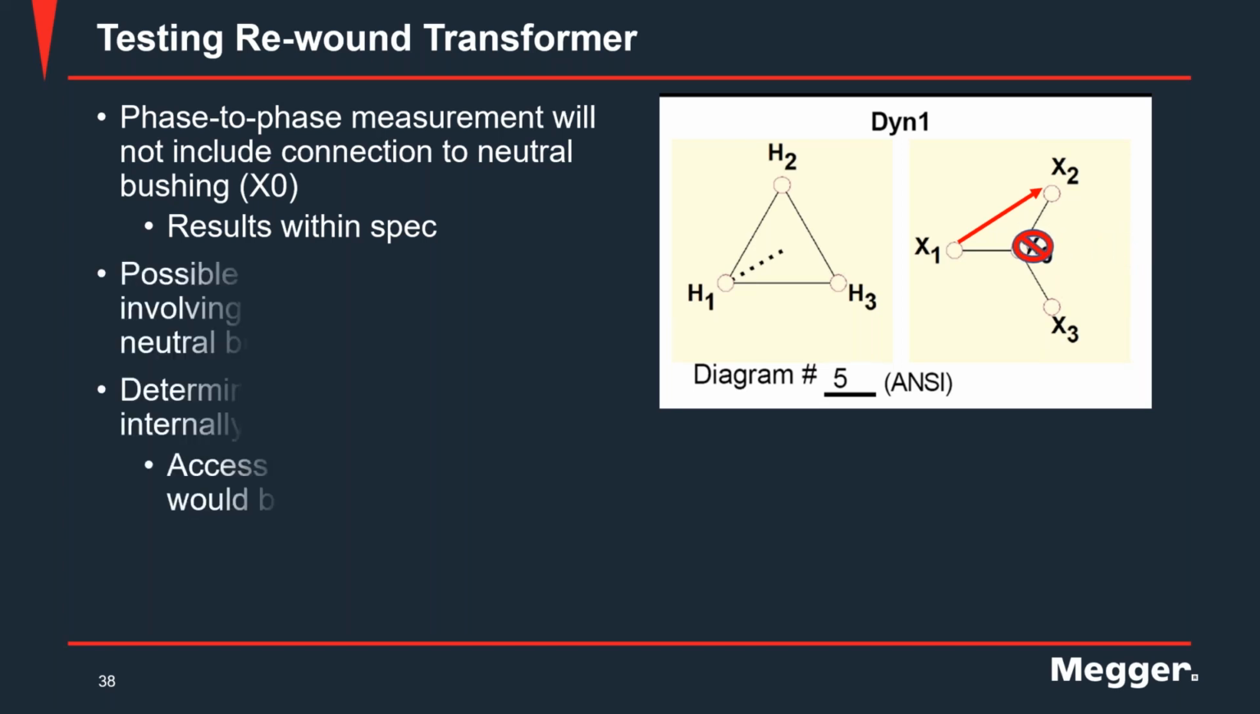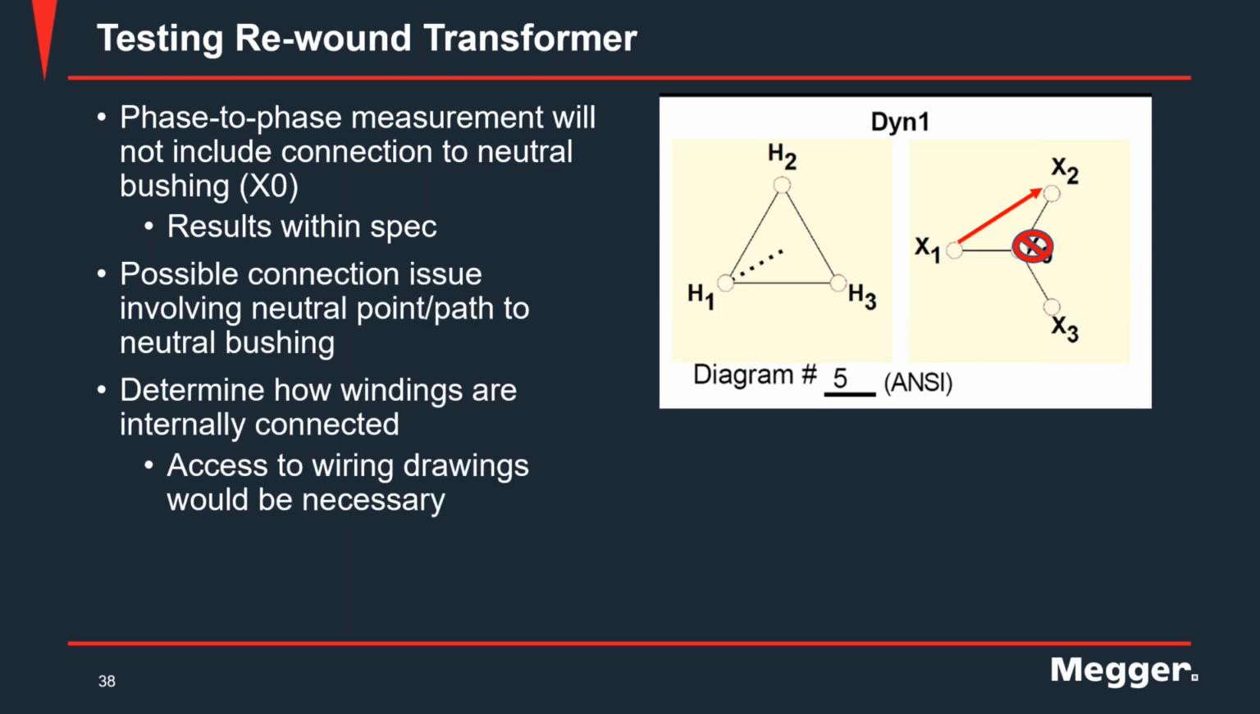And that made us think that there could be a possible issue with the connection that goes to the neutral point of the windings, or the connection from that neutral point to the neutral bushing of the winding. Now, in this situation, it becomes really valuable to have any internal drawings of the transformer, because that will tell you how the windings are interconnected.